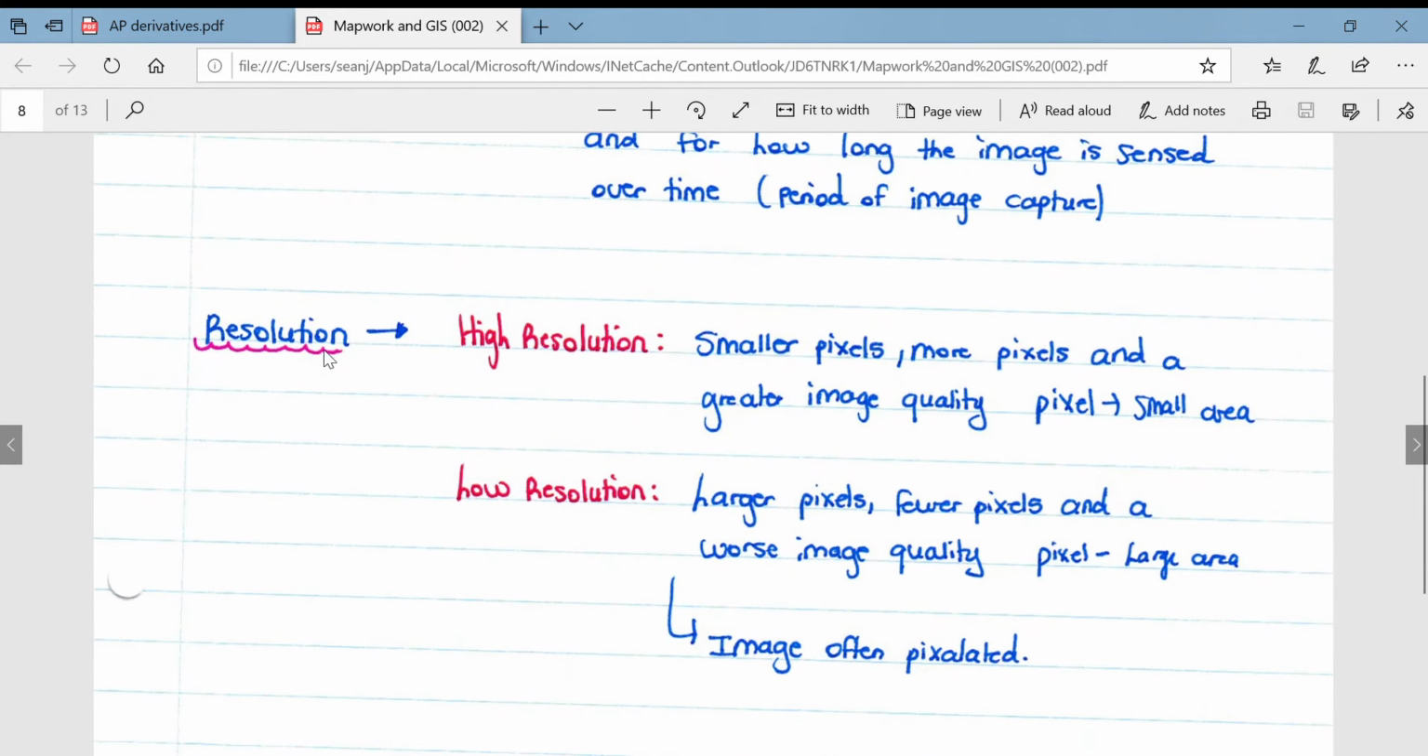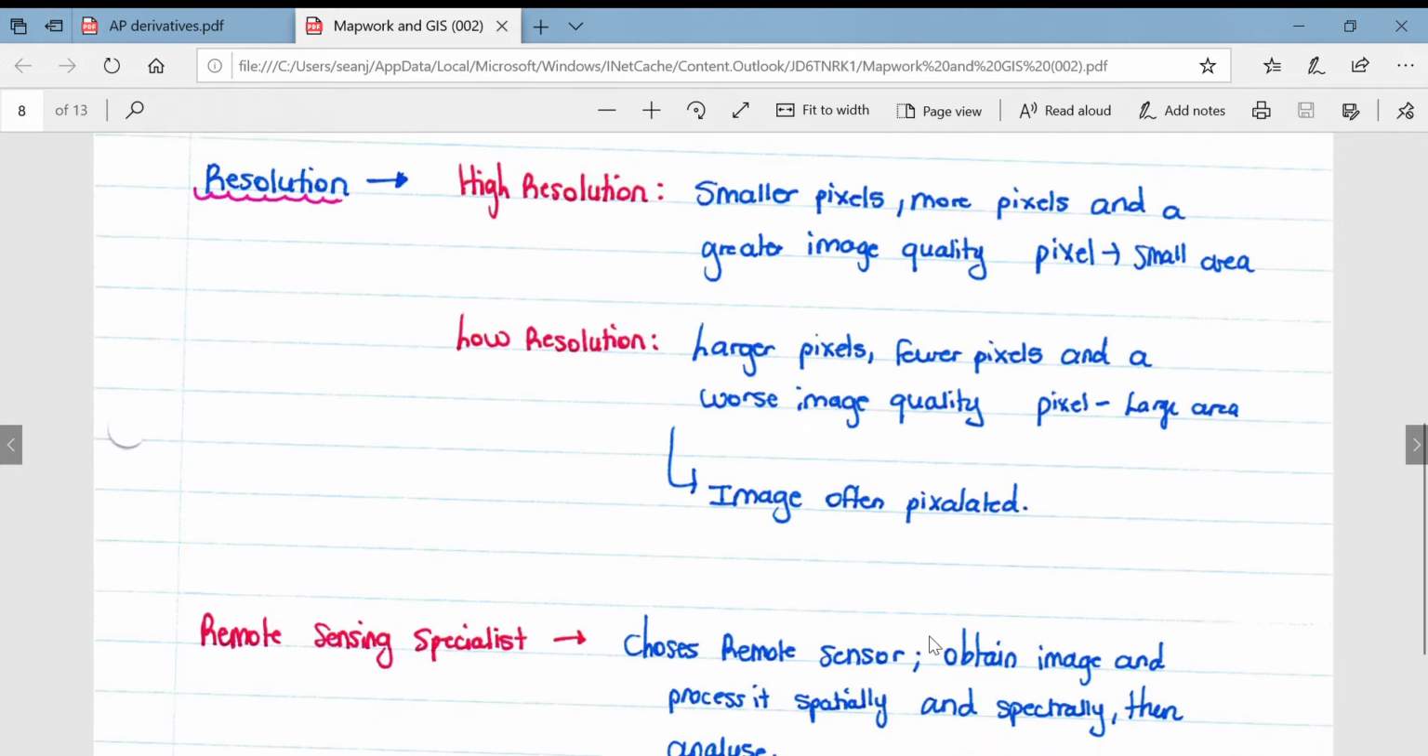Then if we look at resolution, we either get a high resolution image or a low resolution image. Very easy to understand. High resolution image, smaller pixels, more pixels and a greater image quality. The individual pixels cover a smaller area. If we look at a low resolution photograph, larger pixels, fewer pixels and a worse image quality. The pixels often cover a large area. The image is often seen to be pixelated.